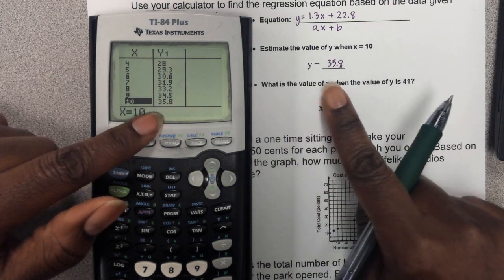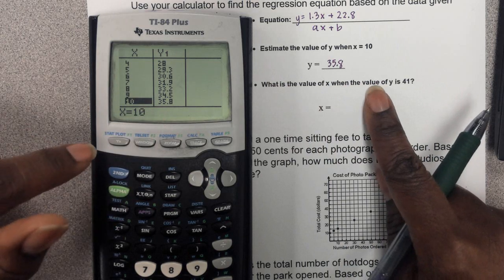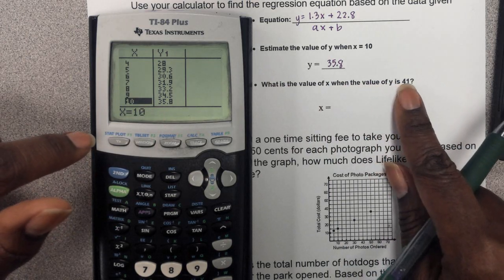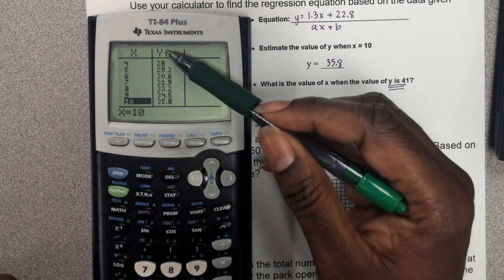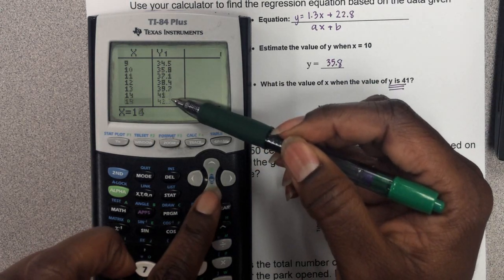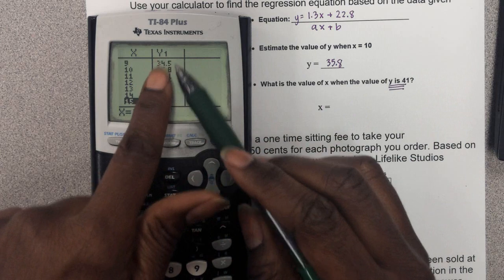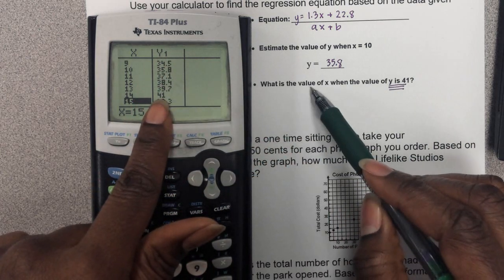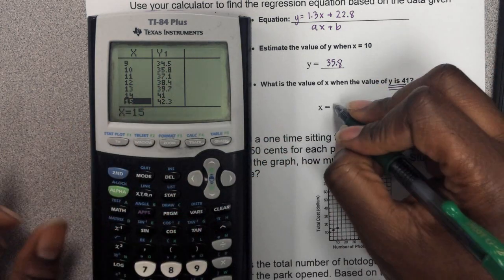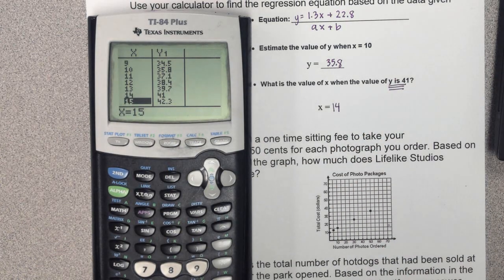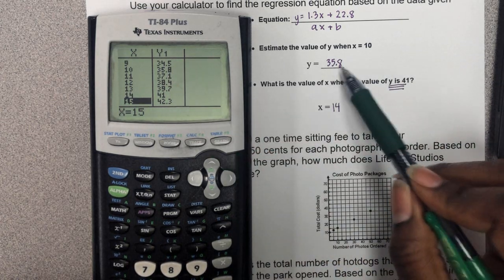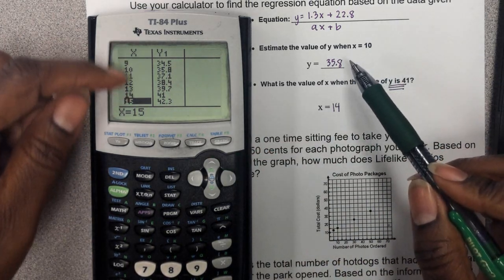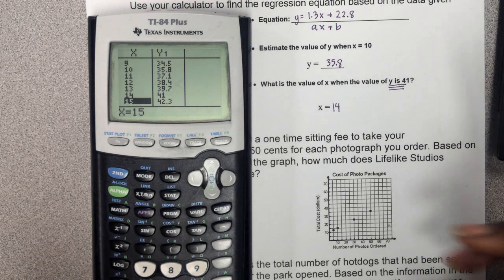Now another question. What is the value of x when the value of y is 41? Now they're telling you y is 41. So look in the y's for the 41. Oh, perfect. Where the y is 41, what is the value of x? It is 14. That's your answer for that one. Be very careful on those because it said y was 41. We had to look over here. When this one said x is 10, we had to look over here for the x is 10.